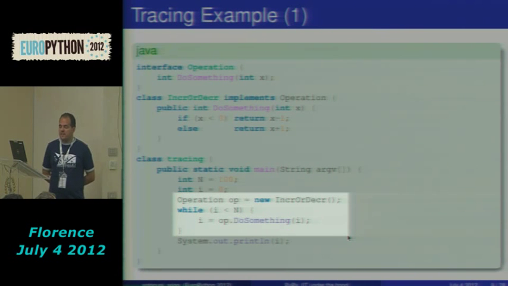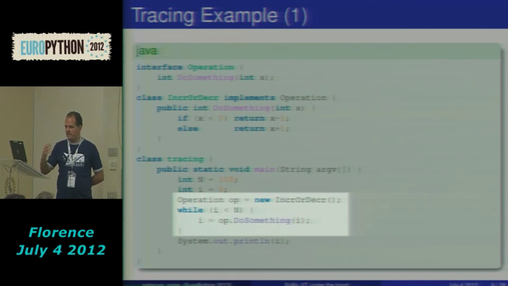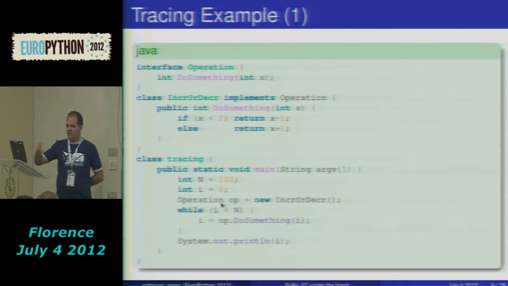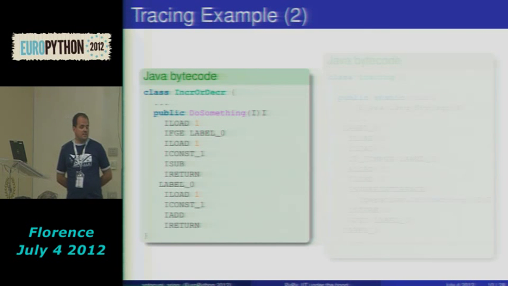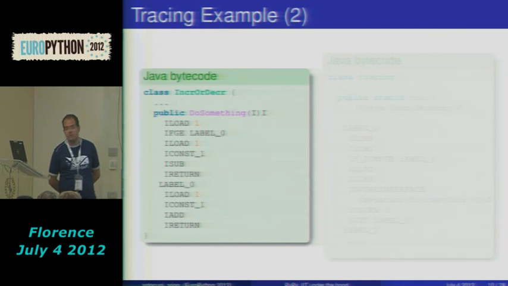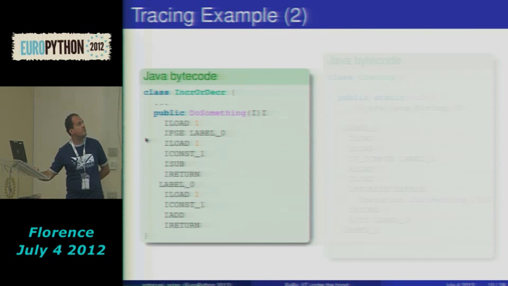This is a loop, and inside the loop we repeatedly do the same operation. We always call op.doSomething, passing i, which is incremented, because it starts at 0 and then it's always incremented until the loop ends. If we disassemble the Java bytecode, well, I'm not going to explain in detail what happens, but this is the Java bytecode equivalent to the source code I showed you earlier for the doSomething method.